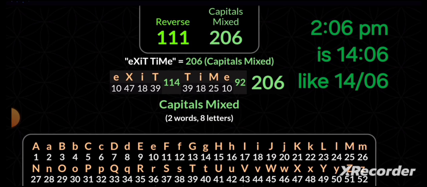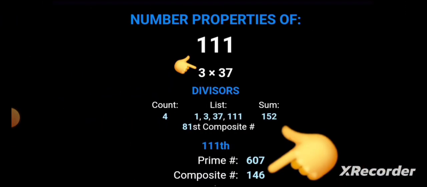Exit time result. Connecting to Donald Trump again. The 111, 111th composite being 1:06. Notice there as well the factorization is 3 times 37. Just going to get onto that now. So 3 times 37 equals 111. It's a nice little rhyme, actually, isn't it?